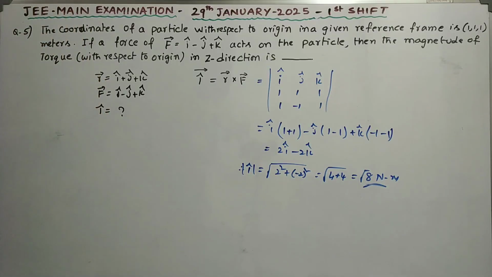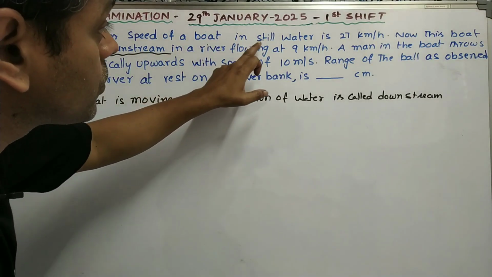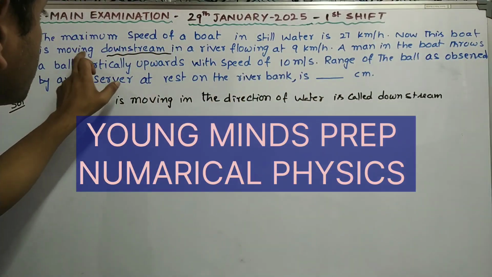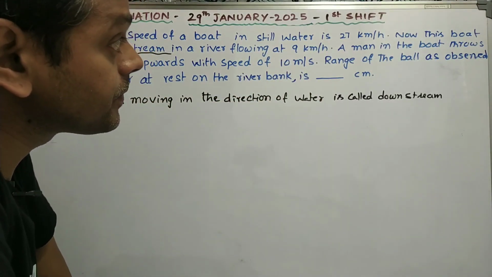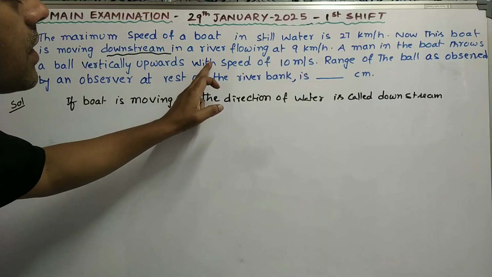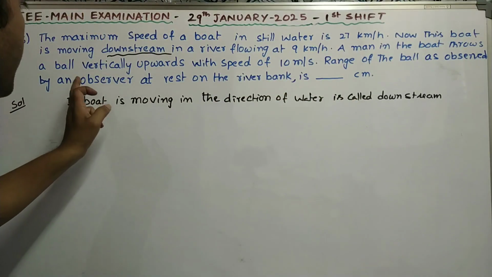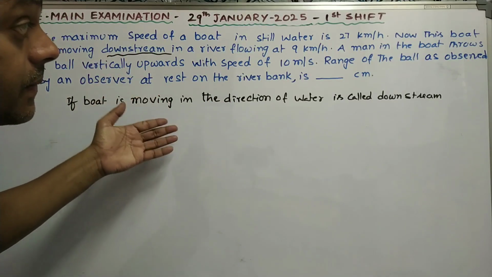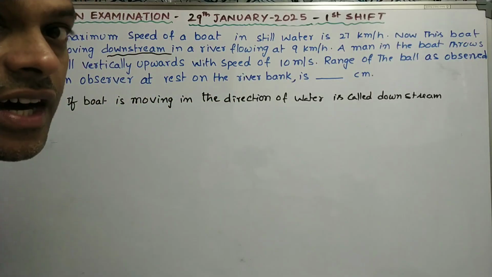Right, the sixth question. The maximum speed of a boat in still water is 27 km per hour. Now this boat is moving downstream in a river flowing at 9 km per hour. A man in the boat throws a ball vertically upwards with a speed of 10 meter per second. Find the range of the ball as observed by an observer at rest on the river bank. That means this whole thing is observed by a man at rest, at the bank of the river.